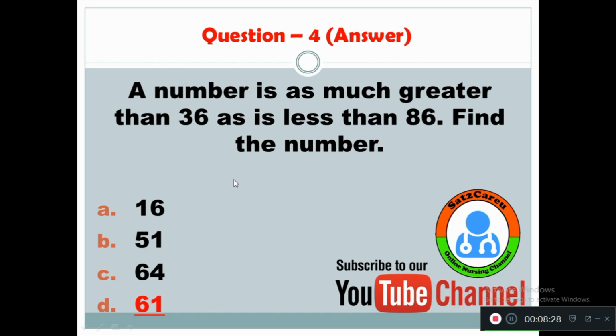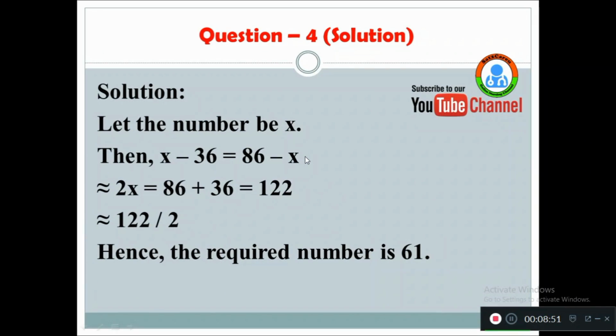Before going to the solution, I told you to read the question again. A number is as much greater than 36 as is less than 86. So we got a clue that the answer should be between these two numbers. That is, the lowest number is 36 and the highest number is 86. What is that number? We are going to find out. Now let's see the solution.